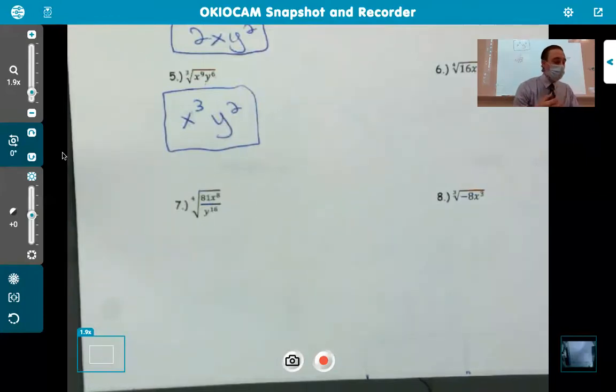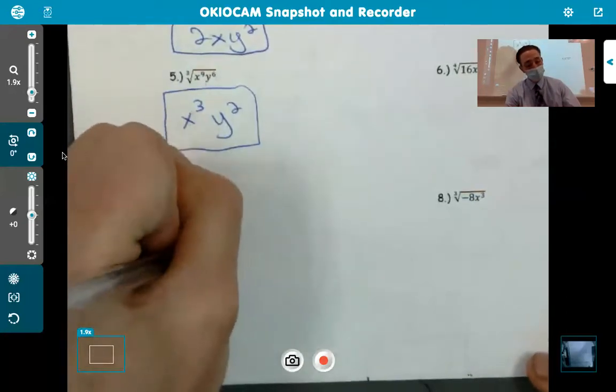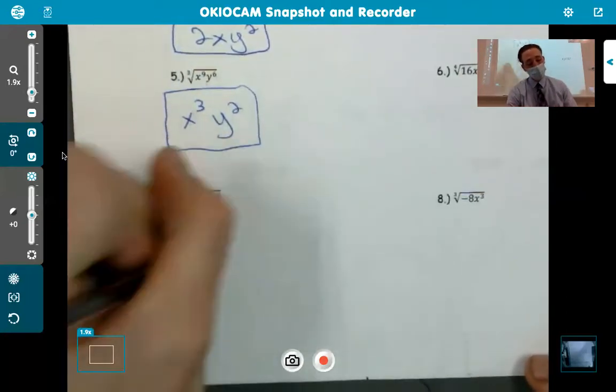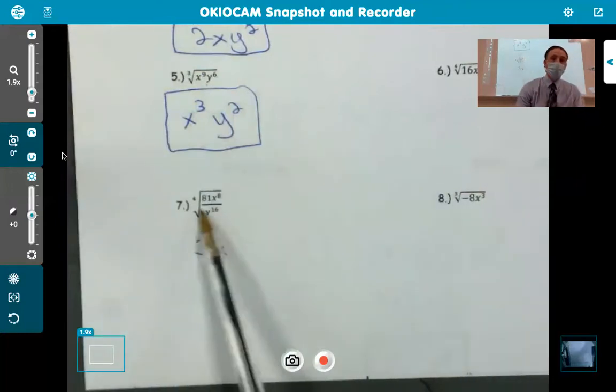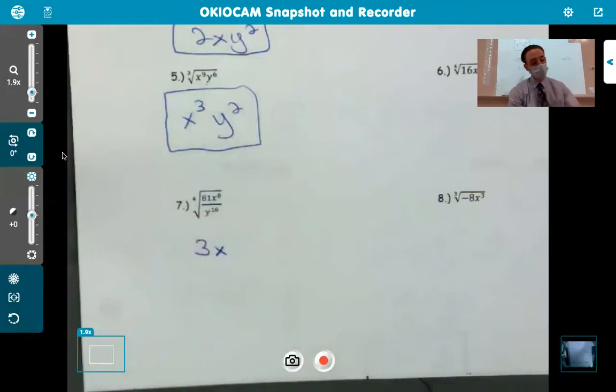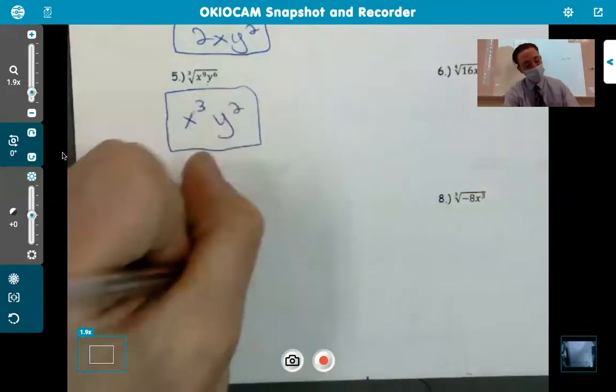All right. So what is the 4th root of 81? 3. Okay. 3 times 3 gives me 9, times 3 gives me 27, times an additional 3 gives me 81. So I have 3. And then I have x to what power? Because I have x to the 8th, but I'm taking the 4th root. So squared from 8 divided by 4.